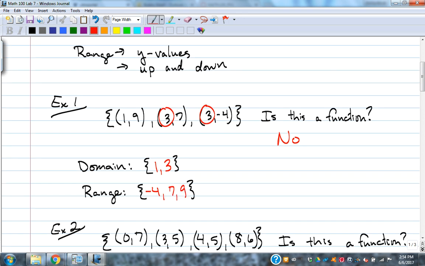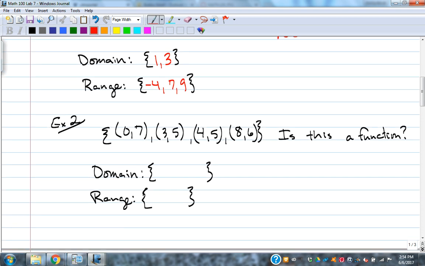Okay, let's look at another example. Here we have a relation listed as a set of ordered pairs. We want to determine, is this a function? So we look at the x values. We have 0, 3, 4, and 8. Those would be the values in the domain. None of them repeat, so that means this is a yes to, is this a function? The range would be the y values listed here. We do have some repeats on the y values, but that does not affect whether or not the relation is a function. So the range would be 5, 6, and 7.